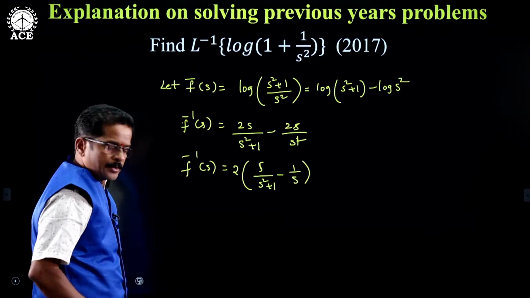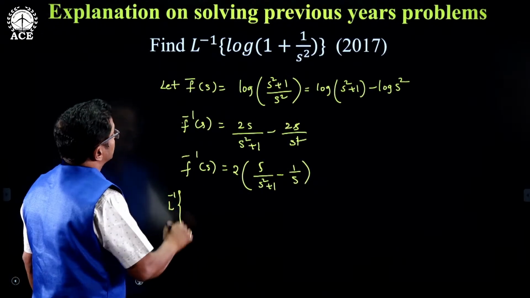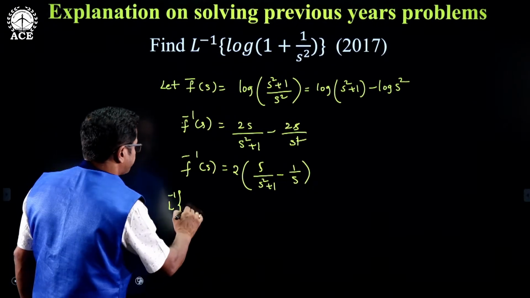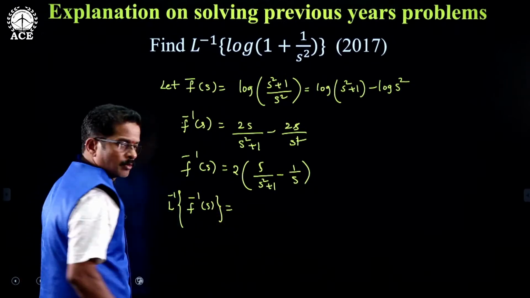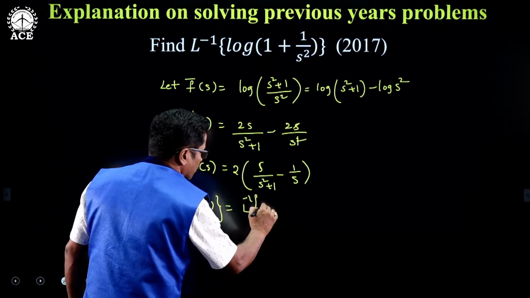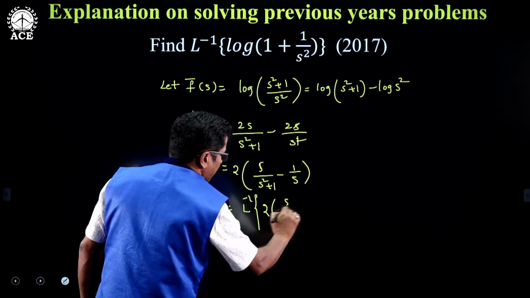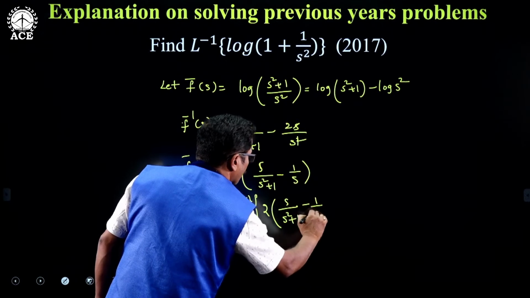Now I am taking the inverse Laplace transform. L inverse of f bar dash of s equals L inverse of 2 into s by s square plus 1 minus 1 by s.